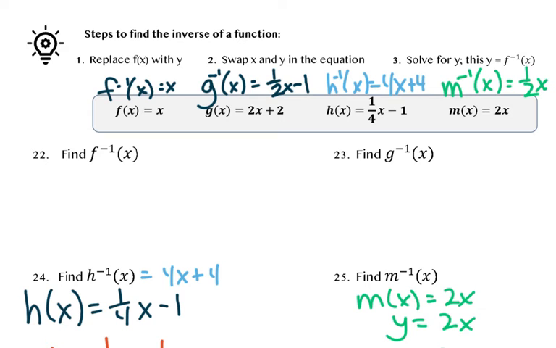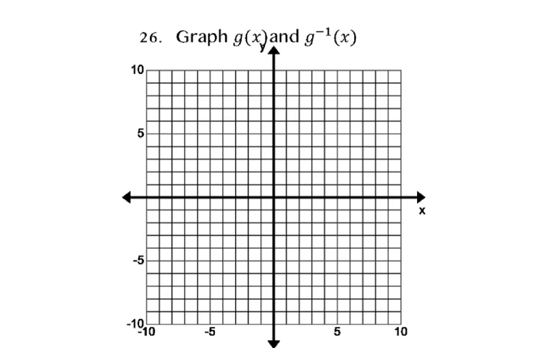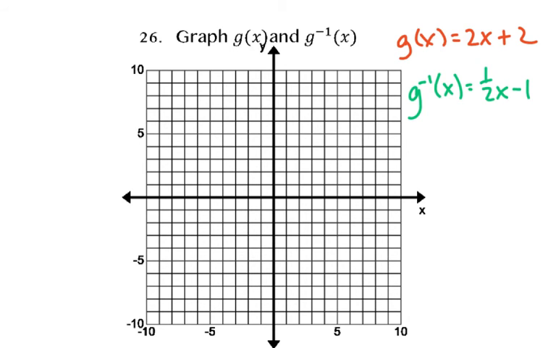Next, we're going to see how this can be verified with graphing. So on the next problem, it says to graph g of x and g negative 1 of x. So I'm going to do that again in 2 different colors. Please make sure you're using a straight edge when you're doing graphing. You know, graphing by itself is pretty inaccurate. It's really hard to tell, and that's just because we're human and we don't make straight lines by ourselves usually.